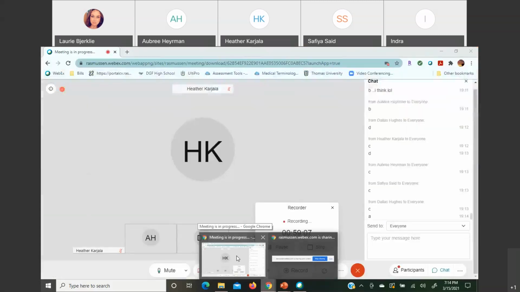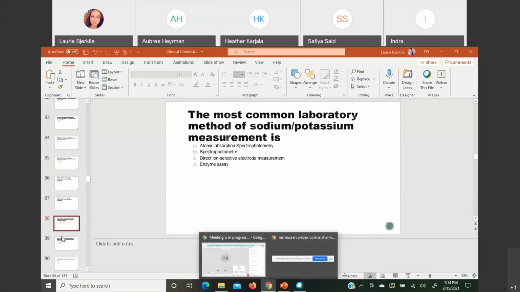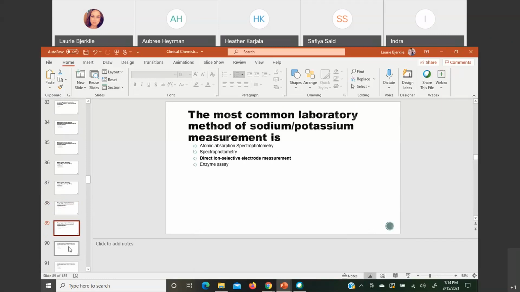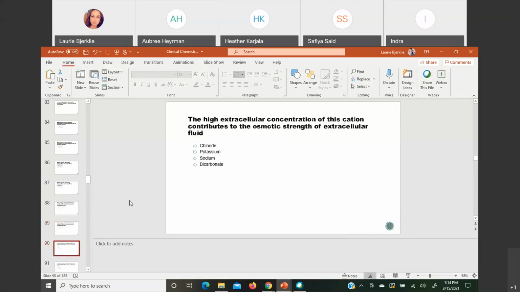Okay, let me see what you guys got. Okay, I think some people have answered. And it is ion selective electrodes. They're the most common way to measure sodium and potassium. A lot of times chloride is on there. Lithium might sometimes be measured that way as well. So yeah, good. ISE, ion selective electrodes.